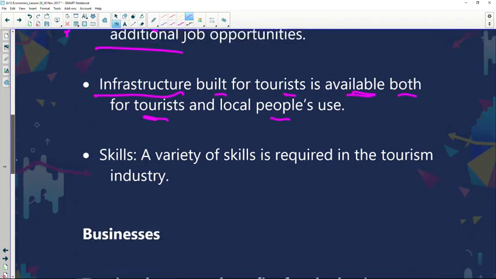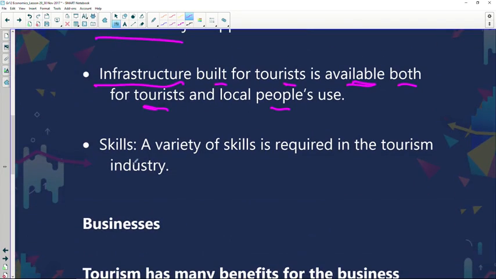Also, with the Gautrain, there was a hype that it'll be used during the World Cup, but also that infrastructure has helped us as locals to get to our destinations a lot quicker than sitting or getting stuck in traffic. And then moving right along in terms of skills, so a variety of skills is required in the tourism industry.